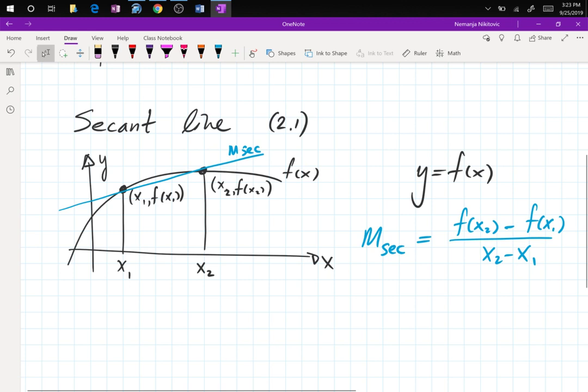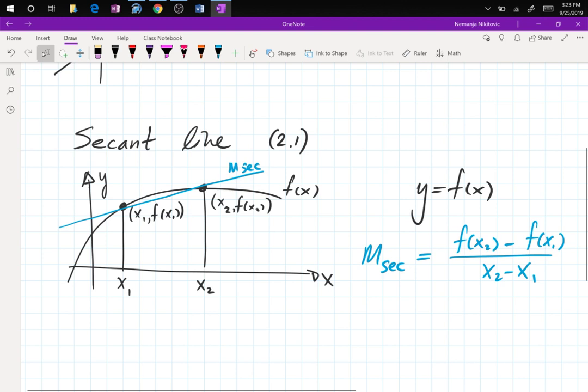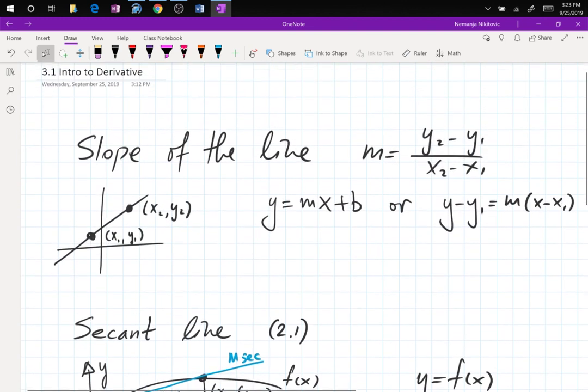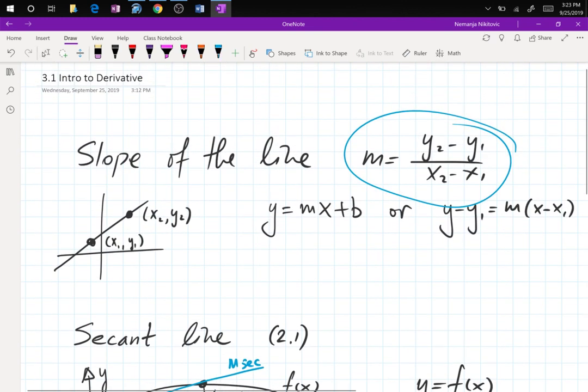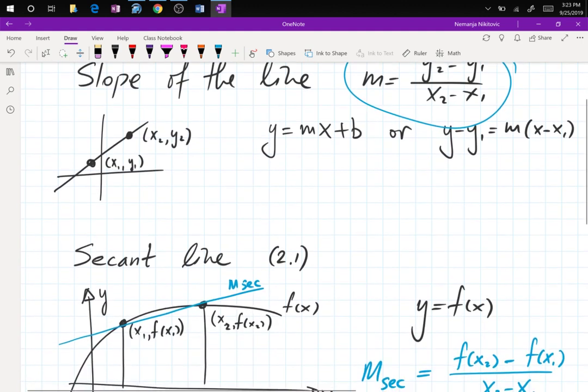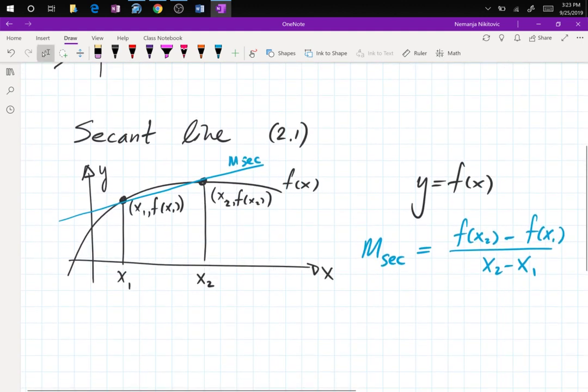So what we did here is we applied the knowledge from the slope of the line and the straight line, and just put it in the framework where we have some kind of curvy function, and we pick 2 points and draw the line that technically cuts that function. And that's actually what the word secant means in the Latin language. It means to cut. So that's where the secant came from.